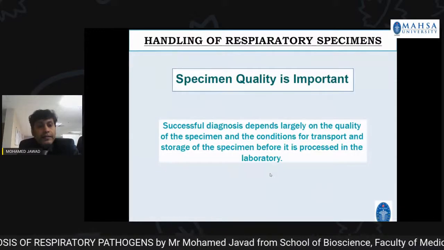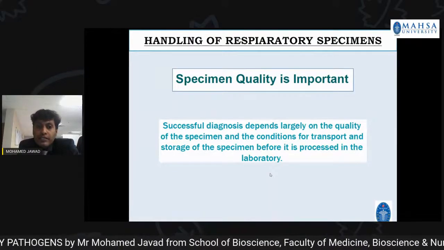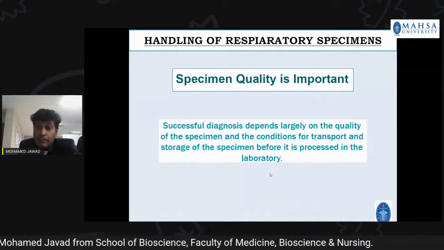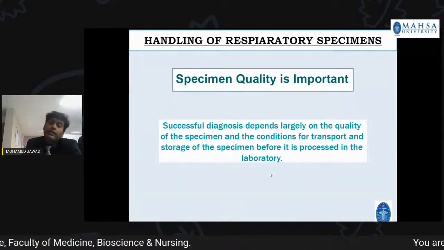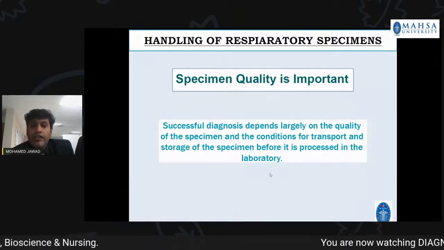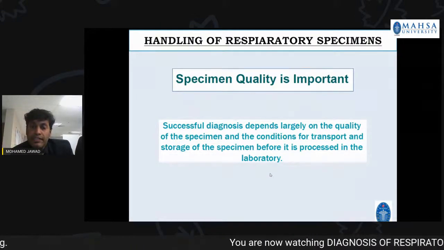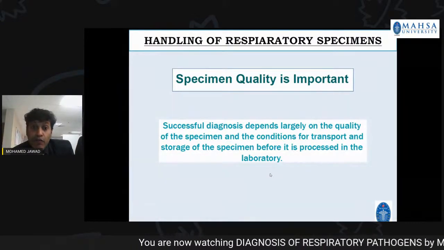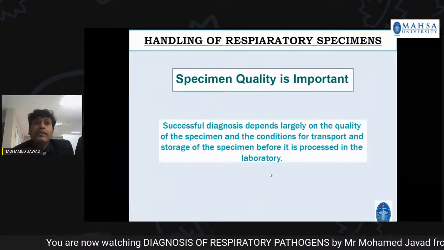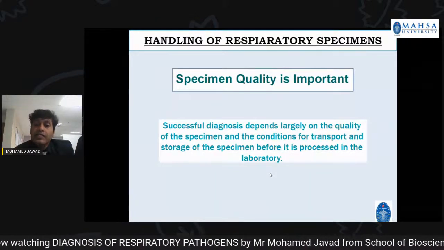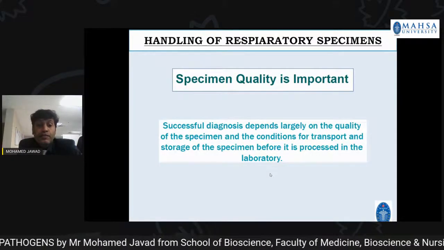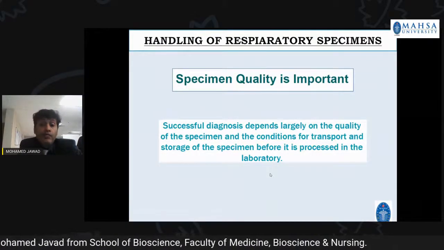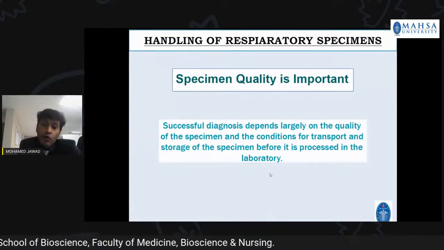So then another important thing is handling of respiratory specimens. The specimen quality is very important. That's a very important thing that will help in the diagnosis. The success of diagnosis depends largely on the quality of the specimen and the conditions for transport and storage of the specimen before it's processed in the laboratory. That's a very important one.